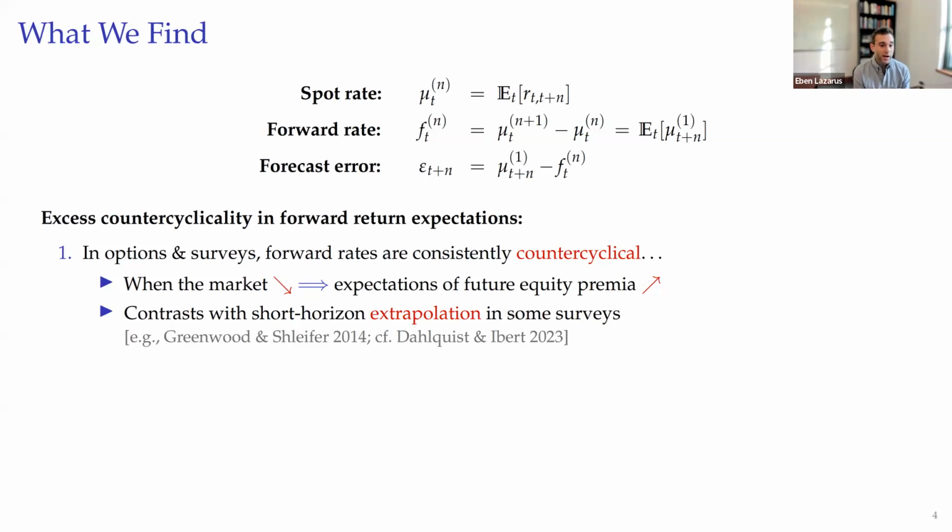And that is going to contrast with some evidence of extrapolation in some surveys of past returns. So we find the opposite of that. When past returns are low, forward return expectations are higher than usual. And so we're going to argue it's quite important to be looking at these longer horizons and calculating these forward-looking return expectations as opposed to just spot or contemporaneous short horizon expectations.